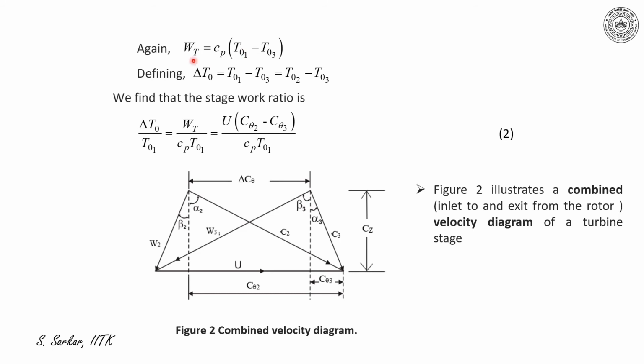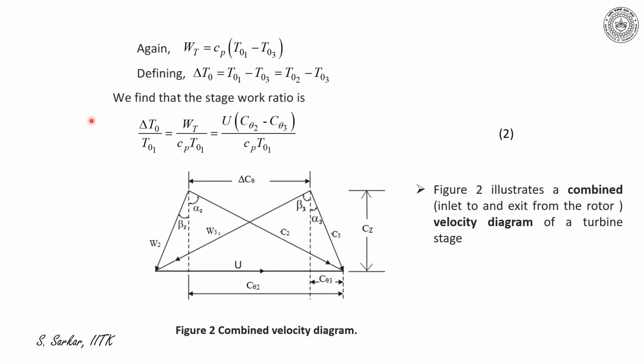So thereby, Wt must be equal to the stage enthalpy drop in the stage. From this equation, I can define the temperature drop in a stage, del T0, as T01 minus T03, that must be equal to T02 minus T03, as there will be no work output from the nozzle. So total temperature remains constant. That is why T01 here must be equal to T02. So I have defined the temperature drop in a stage as T02 minus T03.